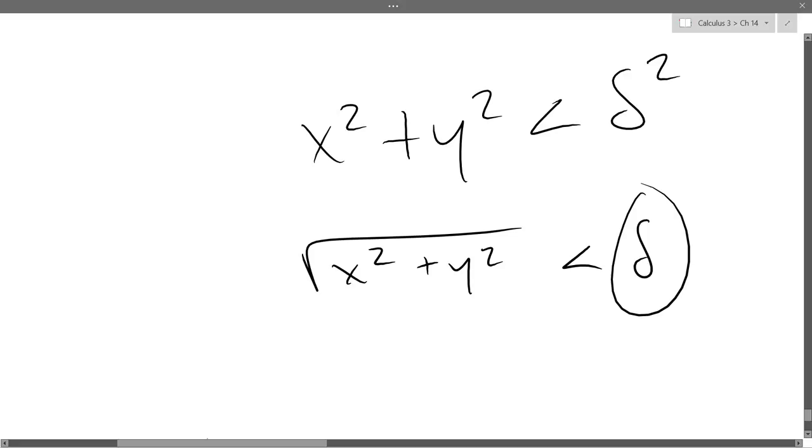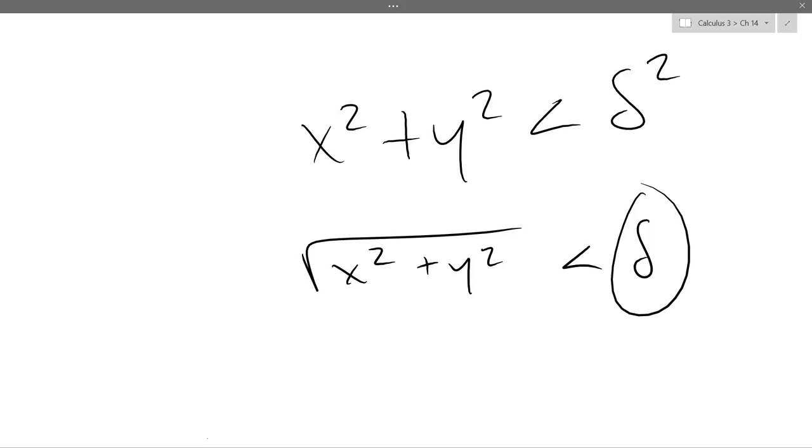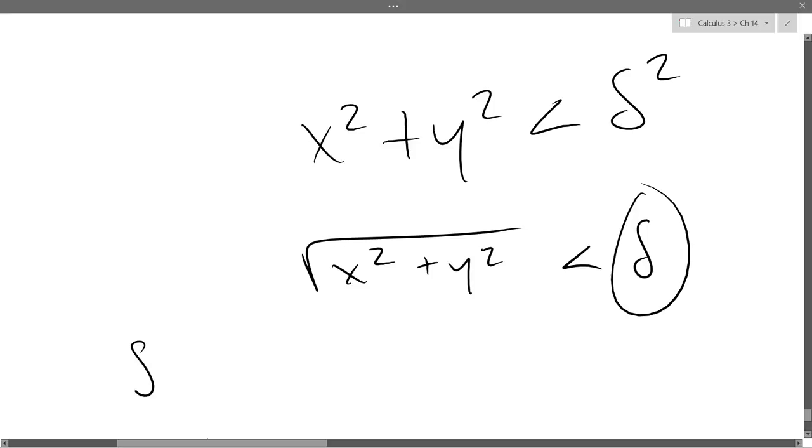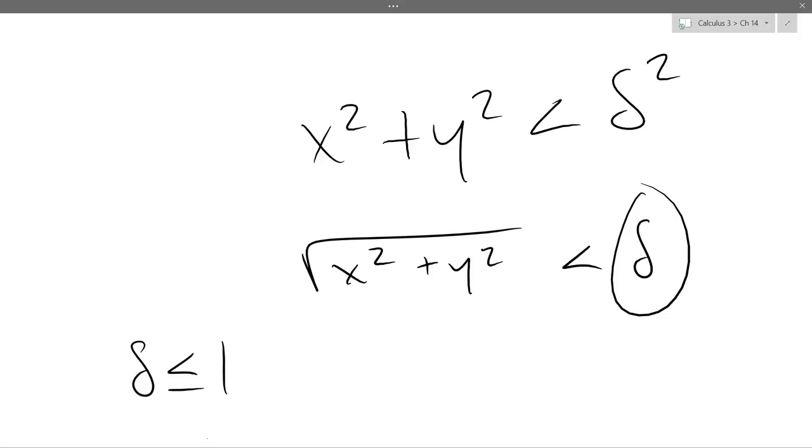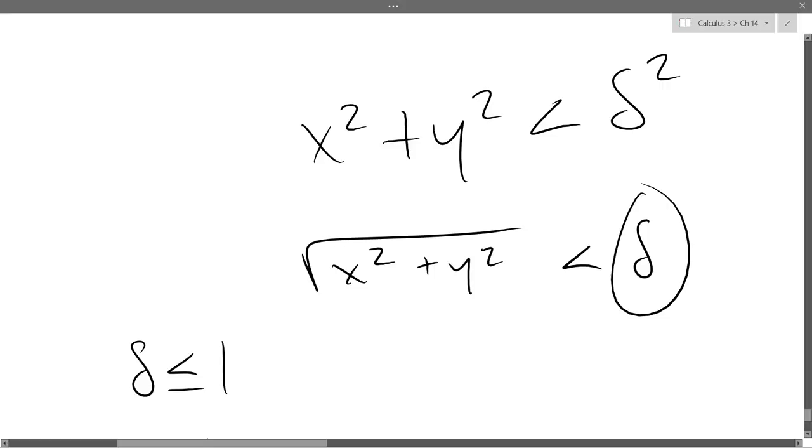So I also made the assumption delta is no bigger than 1. So I know for sure delta is less than, well, I should say less than or equal to 1. So if delta happens to be epsilon squared, for example, it would be the minimum of epsilon squared and 1, because you can't let delta get bigger than 1. So we just found an upper bound on delta to make that inequality actually work.